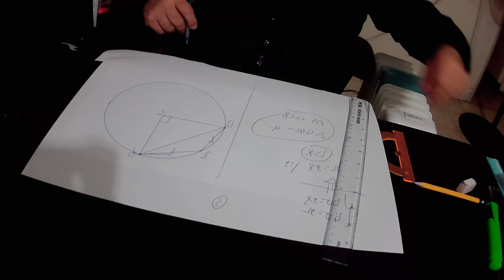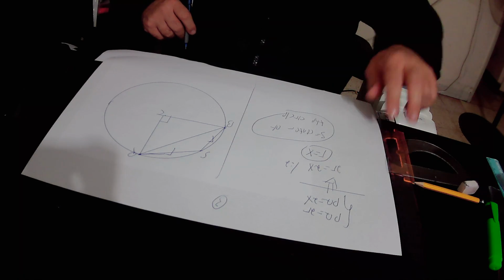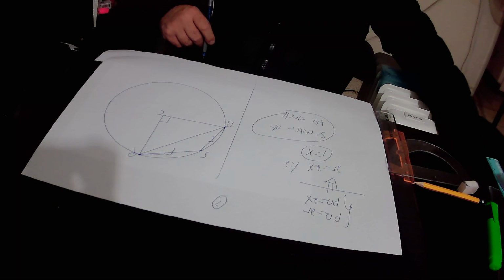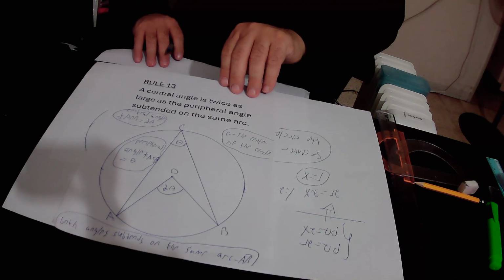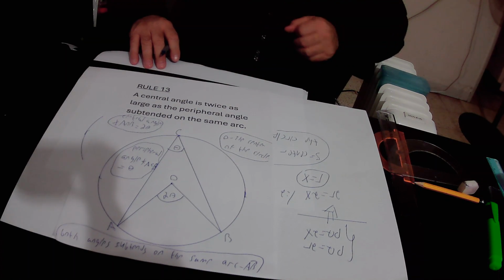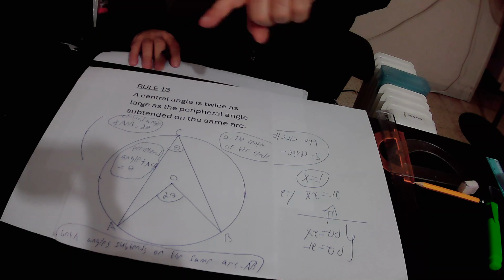In the next step, I will present to you a new rule, and we will implement the new rule in our drawing. The new rule is rule number 13. According to rule number 13, the central angle is twice as large as the peripheral angle subtended on the same arc. So in the drawing we have a circle.